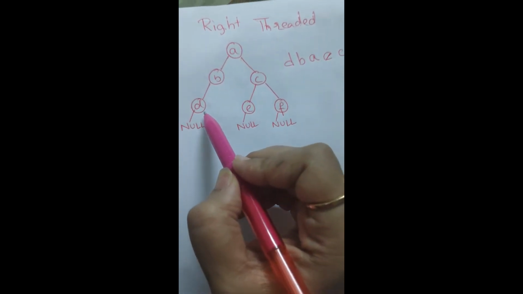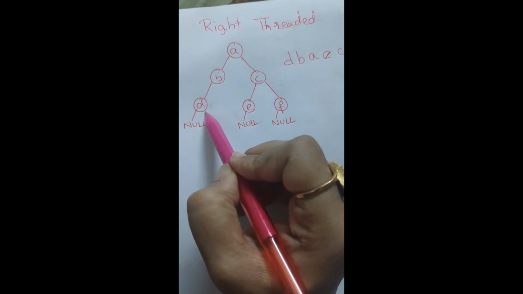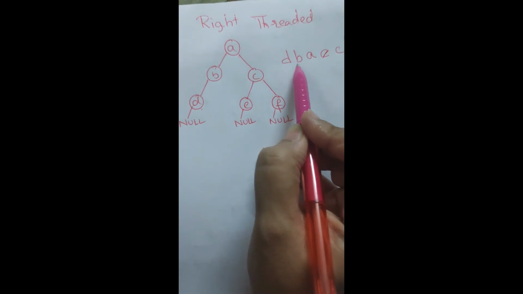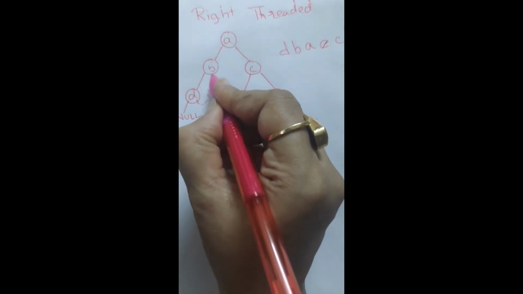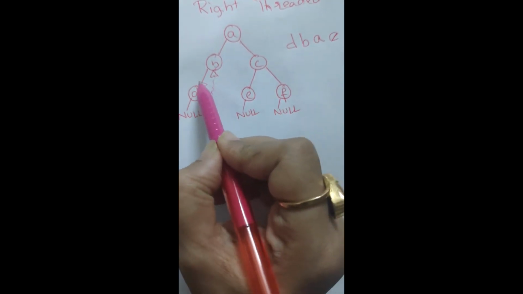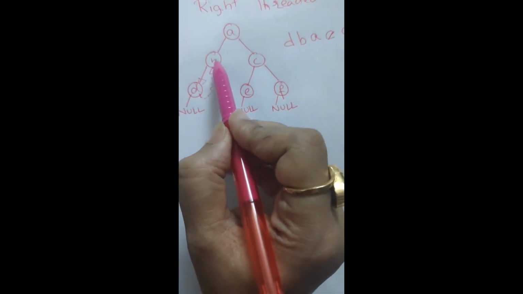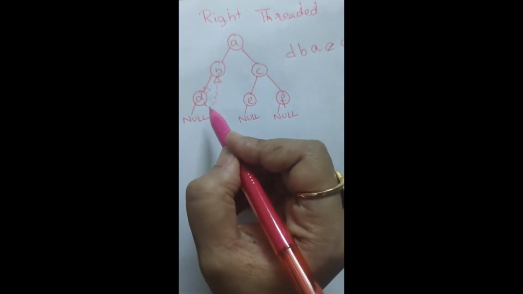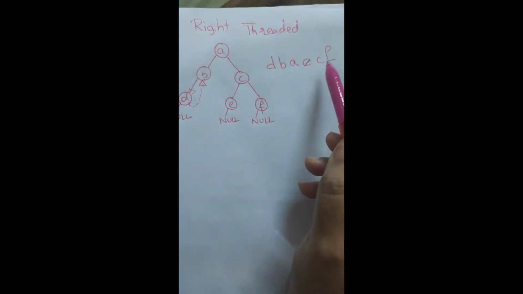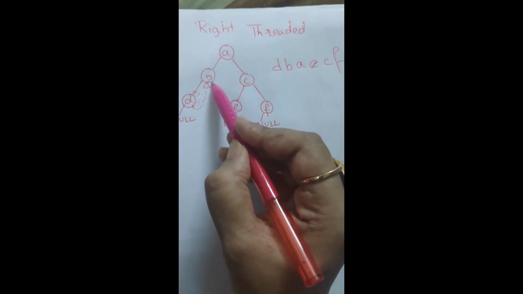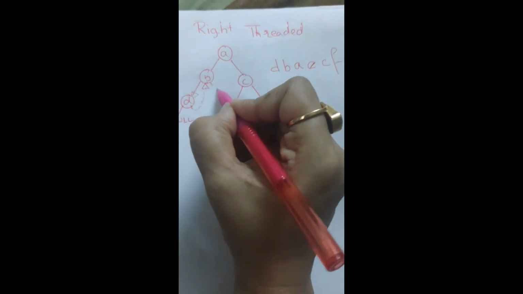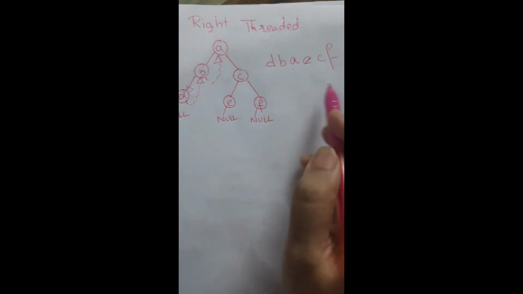So this D has an empty right link. This empty right link will be pointing at in-order successor, that is B. So again you see, in normal binary tree there is a pointer from B to D. There is no pointer from the child to the root. But in case of threaded binary tree, there is a link from the child to the root of the child or parent of the child. B has an empty right link. So who is the in-order successor of B? That is A. So B will be pointing back at A.